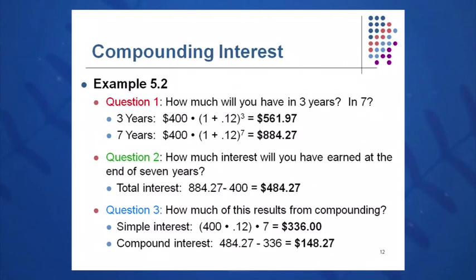How much interest will I have earned? I'll take 884.27 minus 400, so I have total interest of 484.27. How much is from compounding?